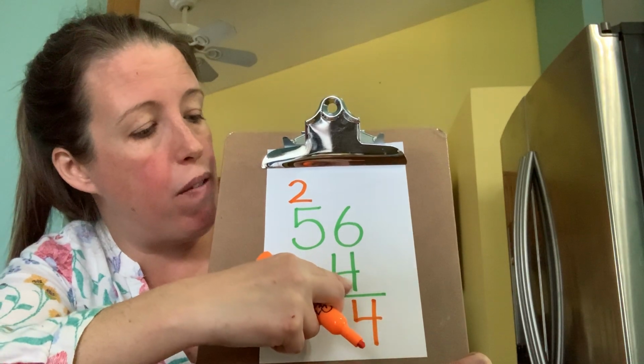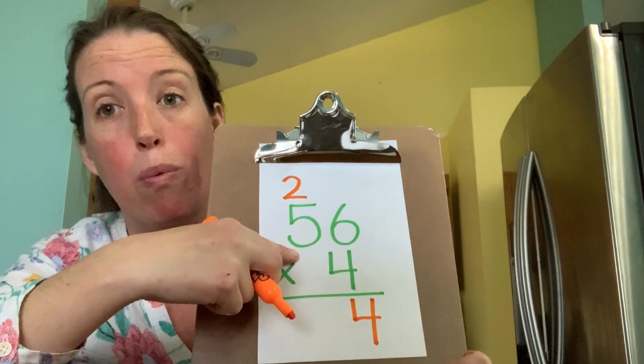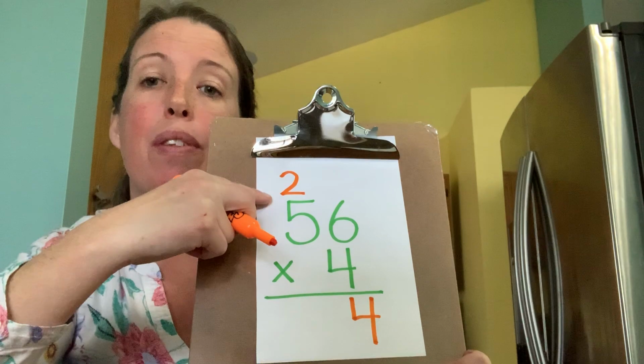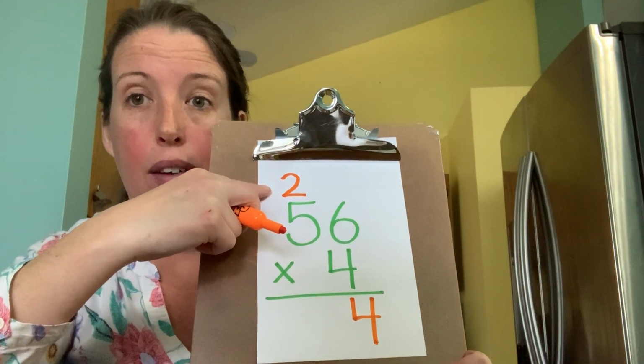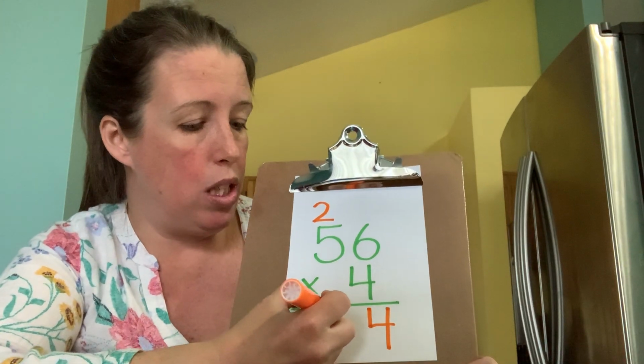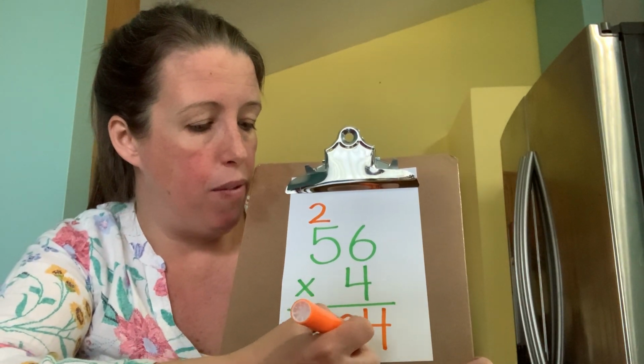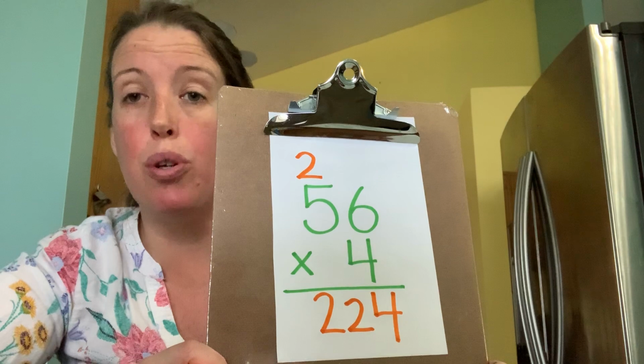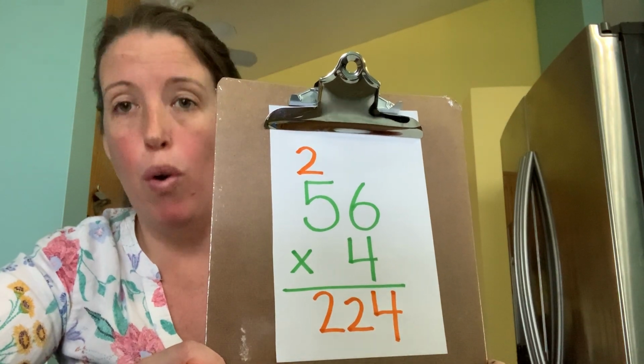Next, I'm going to multiply 4 times 5 again, which equals 20. And this time I'm going to add 2 to that from my regrouped. So 20 plus 2 equals 22. So I have a product of 224. Okay?